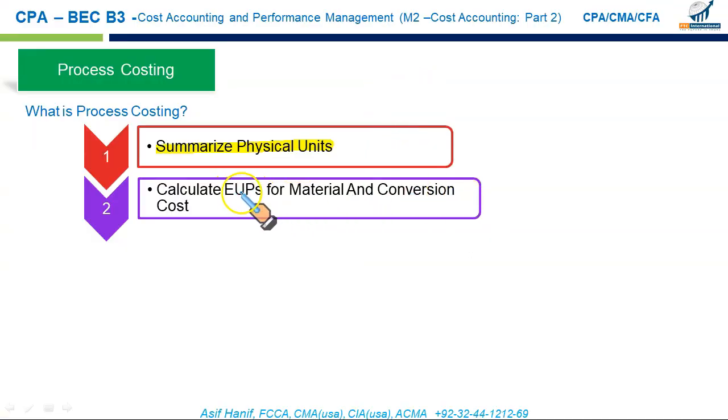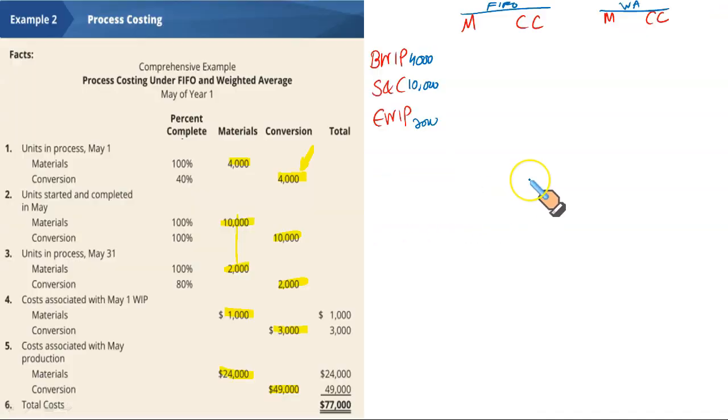Next step is to calculate the EUPs for material and conversion cost. Now listen, since 100% material on these 4,000 units were already added in the previous period, no material was added during the current period, so I'm going to write just nothing under material. Then what about conversion cost? 40% conversion cost was added in the previous period, that's included in the beginning work in process. We would have added the remaining 60% of the conversion cost during the current period, so 60% of 4,000 would give you 2,400.